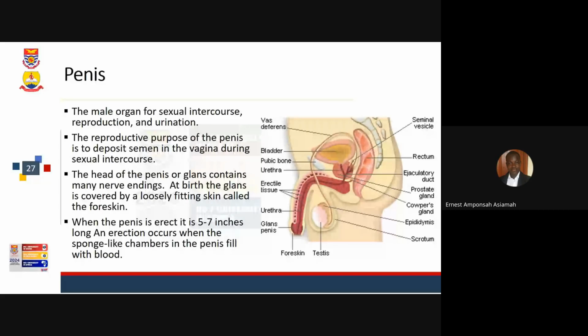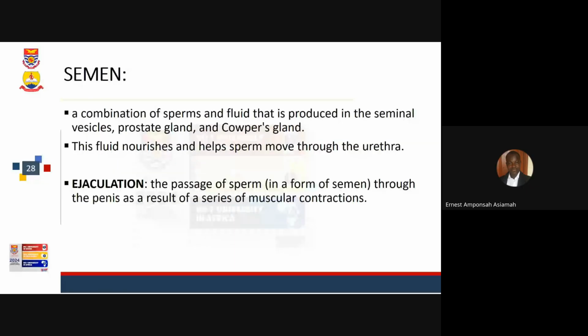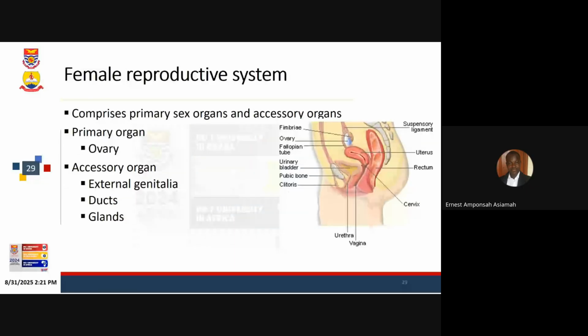Please, what is the importance of prostate massage? Prostate massage. I will not be able to give a clear answer. I don't know why they would want to massage. This one I don't have a clear answer. This is the first time of hearing that.